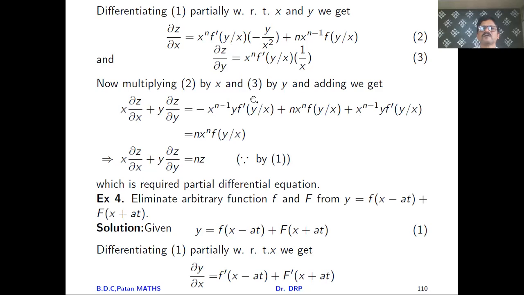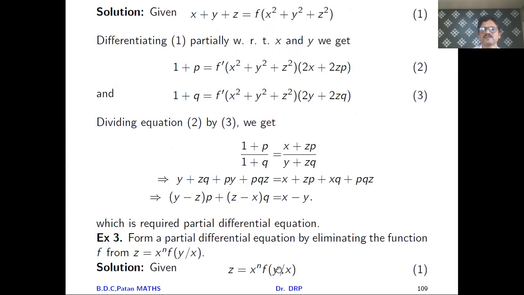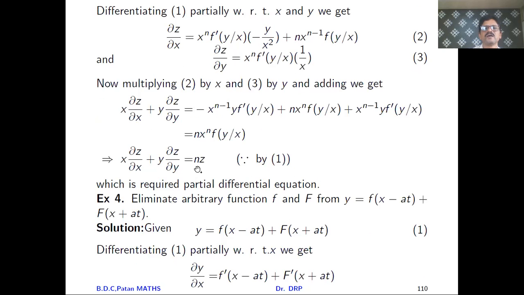So friends, what happens? This term and this term both are same and having opposite signs. So this first term and this third term get cancelled. And what is left here? n x to the n f of y upon x. But friends, by the help of equation 1, x to the n f of y upon x is nothing but z. So you substitute its value there. So here you will get the right hand side to be n into z.